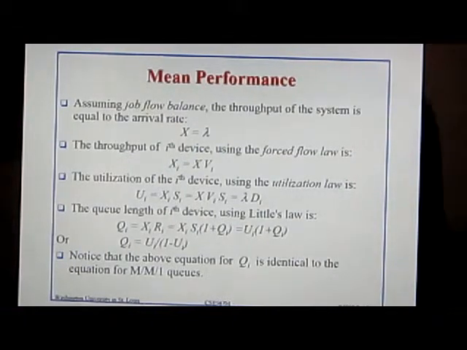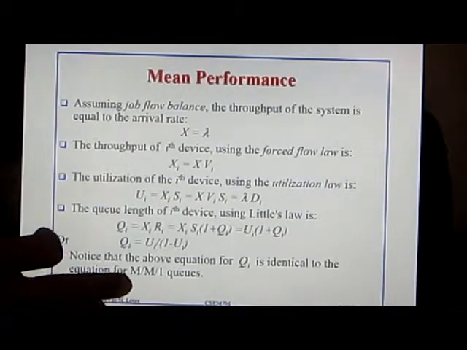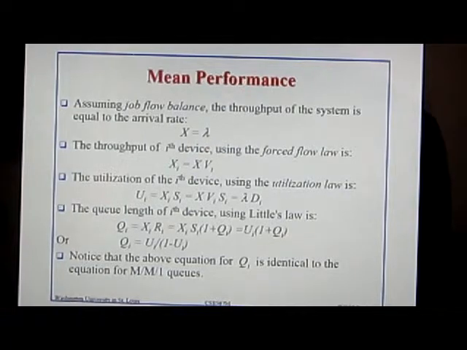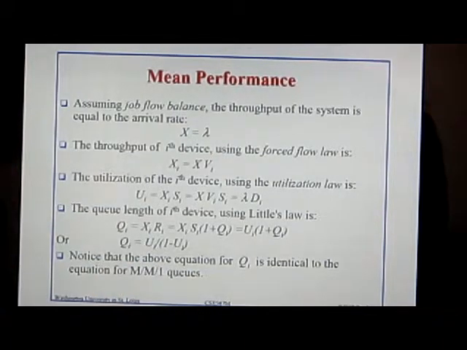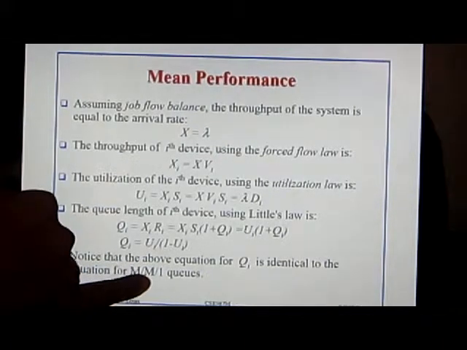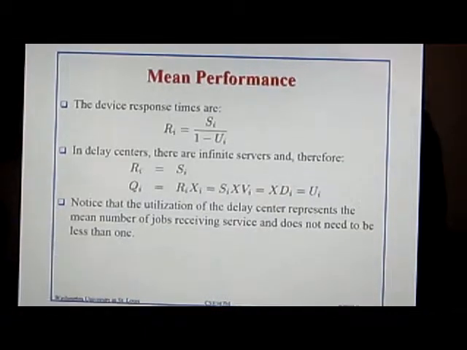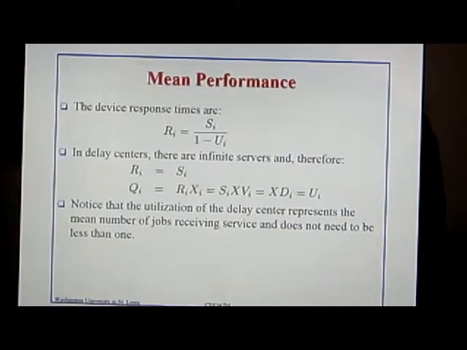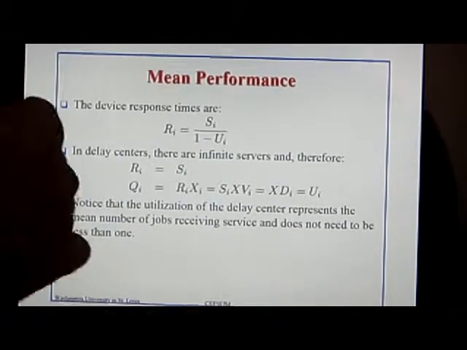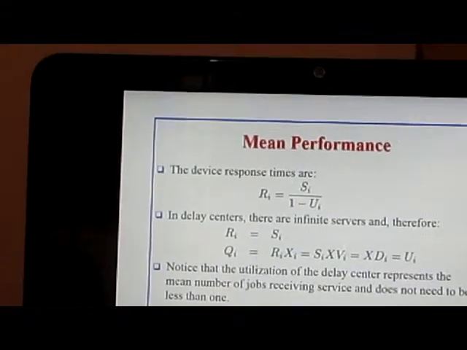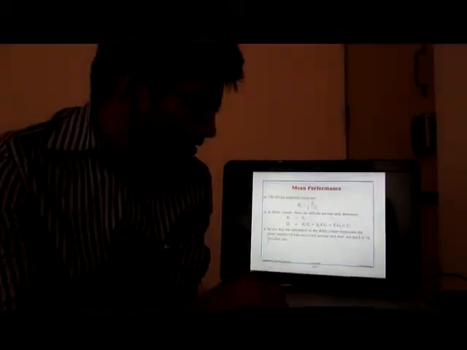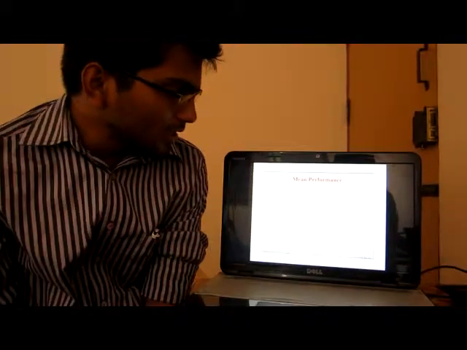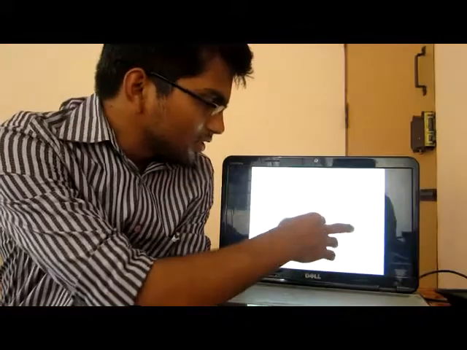Here we can notice that Qi is identical to the equation for the M/M/1 queue, where the queue is exponentially distributed and we have only one server. The first M represents the arrival rate and the second represents the service rate. The device response time is then Ri equal to Si divided by 1 minus Ui. In delay centers there are infinite servers, and therefore Ri equals Si and Qi equals Ri into X, which gives Qi equal to Ui.